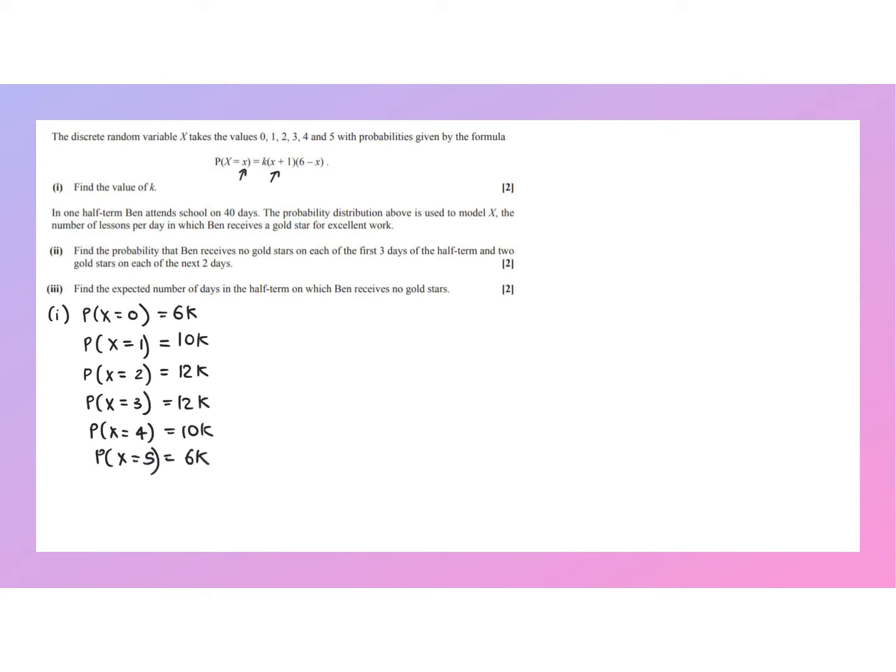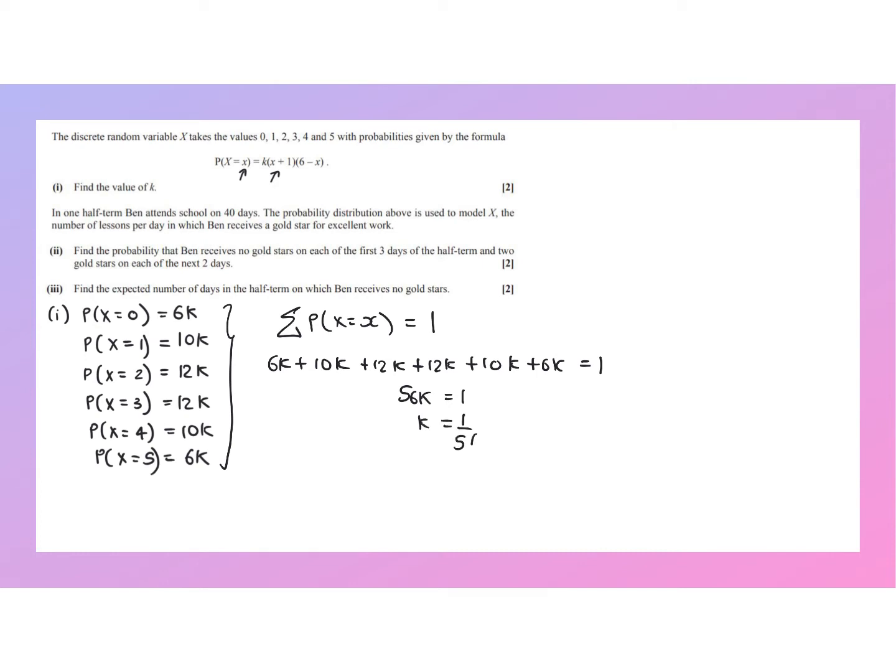Now, because x can only take the values of 0 up to 5, the integer values between 0 and 5, these probabilities are exhaustive. That means they have a total of 1. So the sum of the probabilities is equal to 1. So if we add these probabilities together, we get a total that is 1. So that is 56k, which equals 1. K therefore equals 1 over 56.